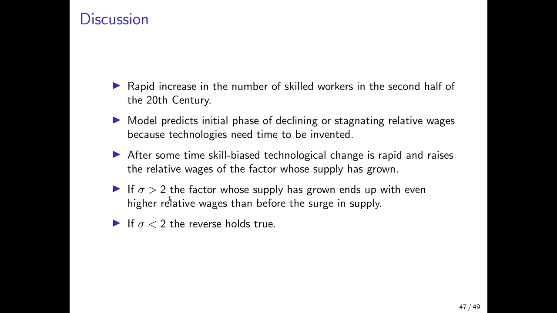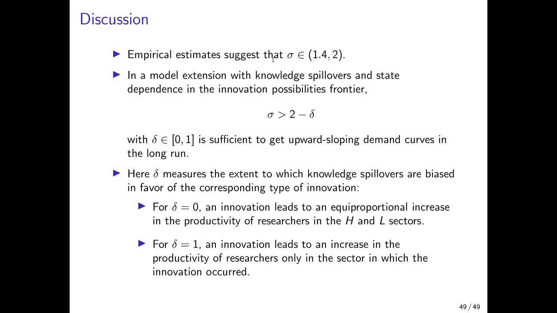However, the model can only predict the data or explain the data if the elasticity of substitution between the two production factors, low-skilled and high-skilled workers, is greater than 2. If it is smaller than 2, then actually the reverse holds true. Now, what can we say about the elasticity of substitution between low-skilled and high-skilled workers? Now, empirical estimates suggest that sigma is between 1.4 and 2. Now, in this case, the model would not be able to predict the findings that we see in the data, because for this elasticity of substitution between low-skilled and high-skilled workers, the model would actually only predict a weak equilibrium bias.